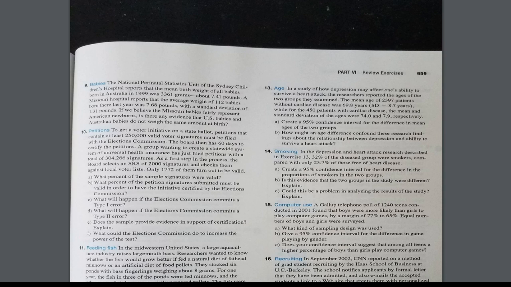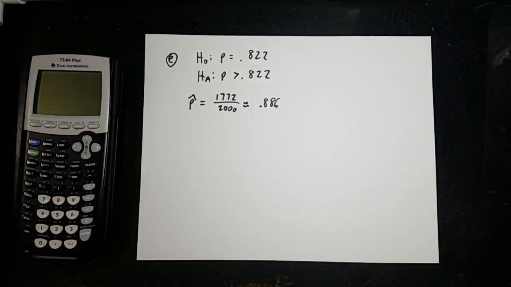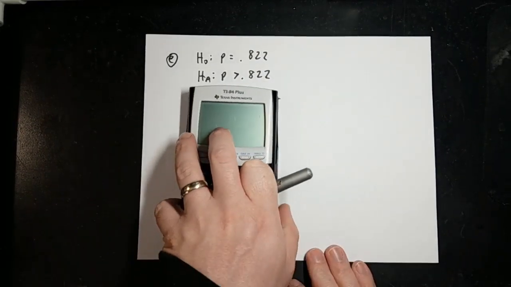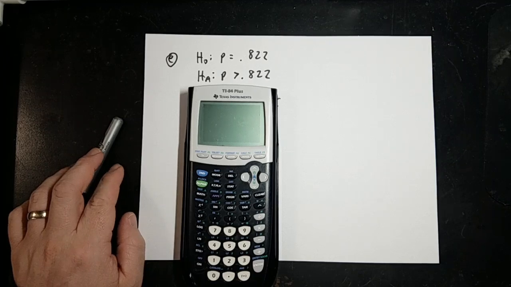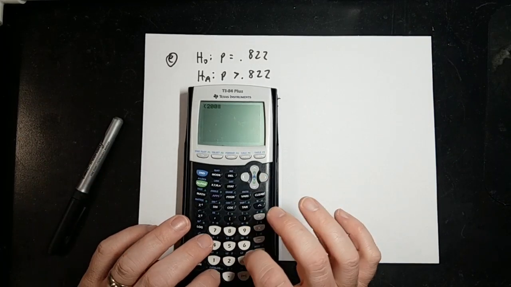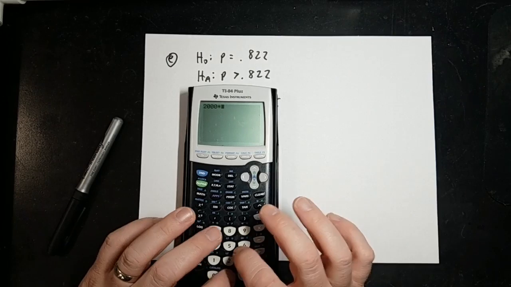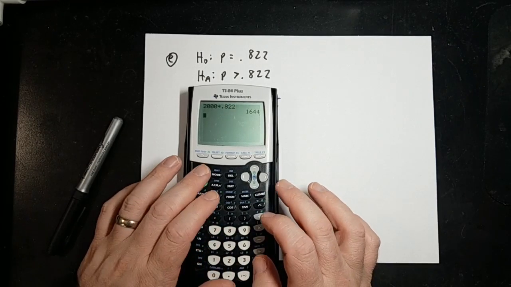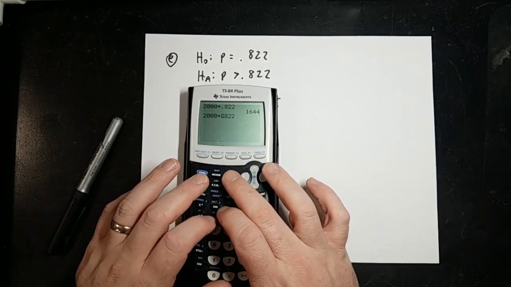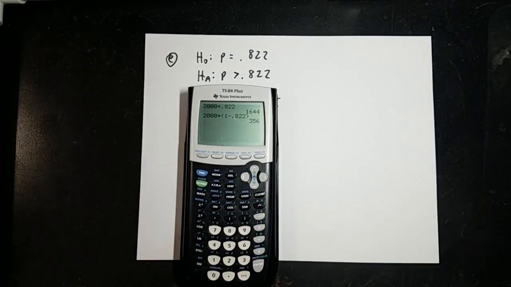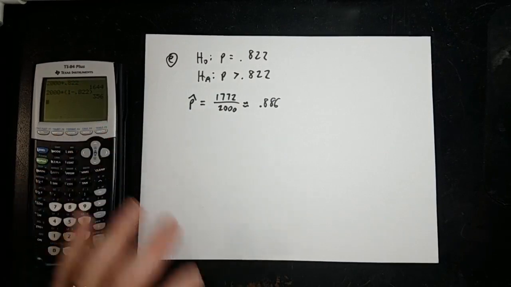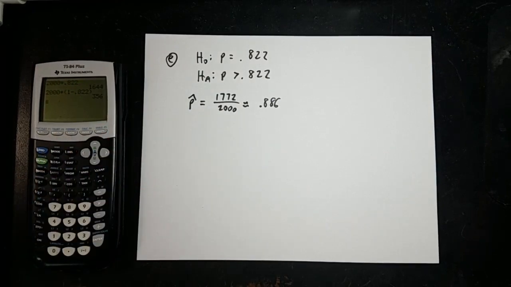You can even talk about expected failures and successes. If you're going to do that, you should do it with the 82.2%. That's 2,000 times 0.822, and 2,000 times 1 minus 0.822. Clearly we have more than 10 in each direction. We're allowed to use that one prop z-test.